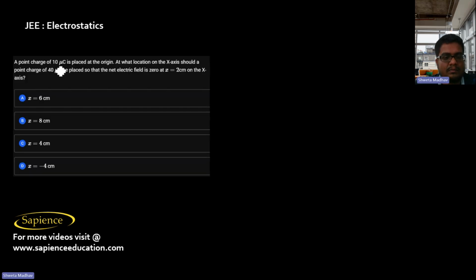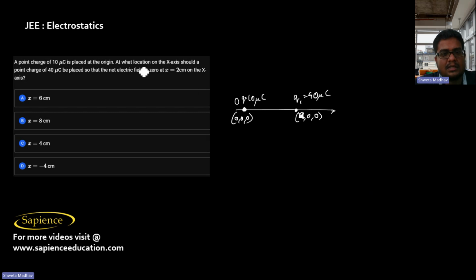Then it is told a point charge of 10 microcoulomb is placed at the origin, at 0, 0, 0. At what location on the x-axis should a point charge Q1 of 40 microcoulomb be placed, let's say at a comma 0, 0, such that the net electric field is 0 at x equal to 2 centimeter on the x-axis.